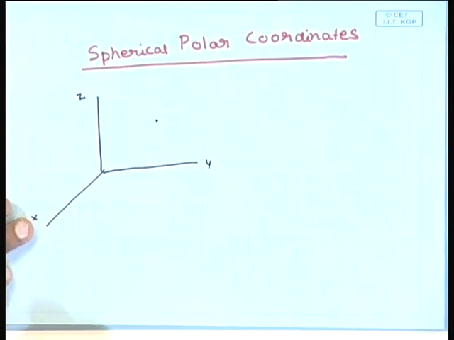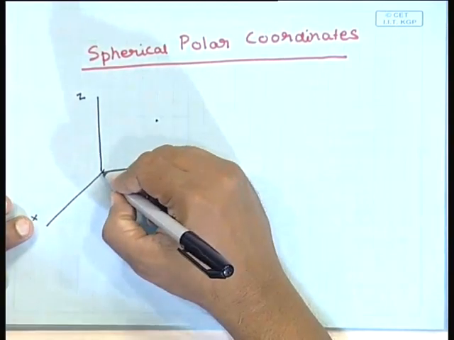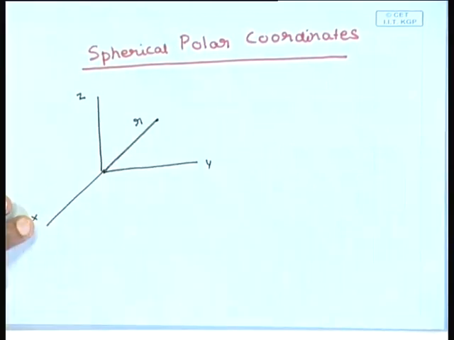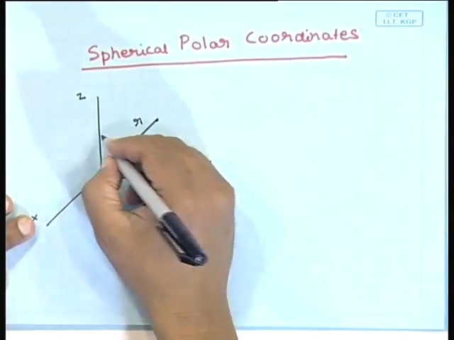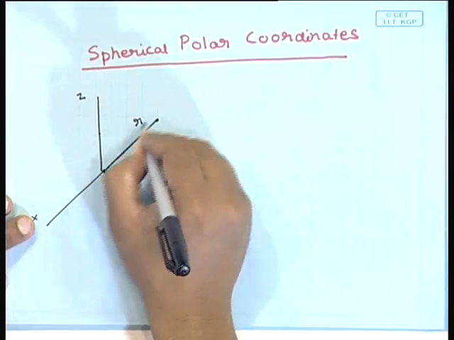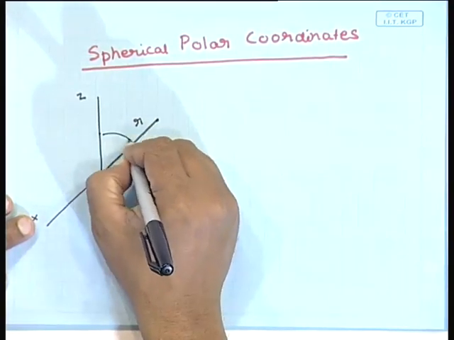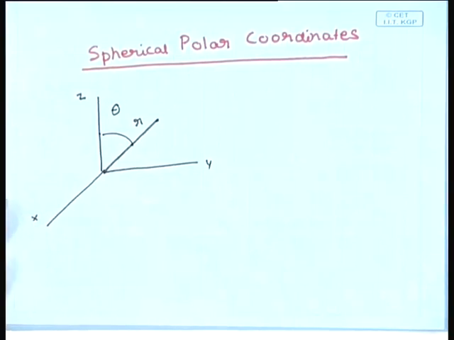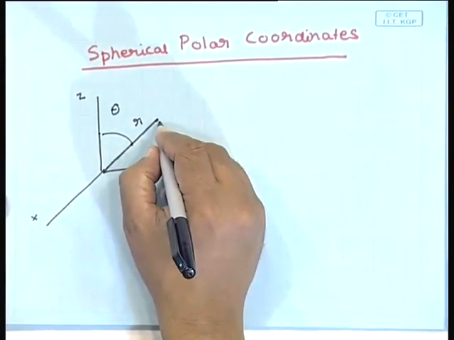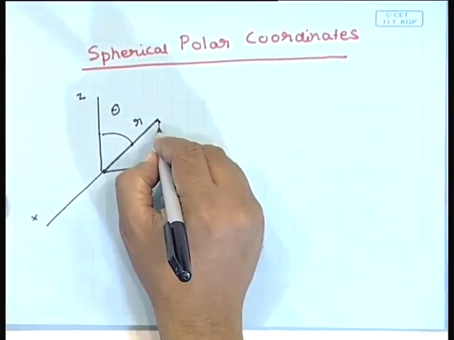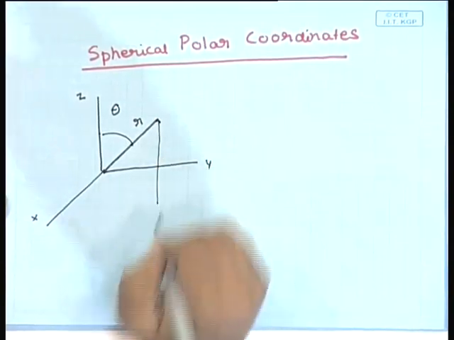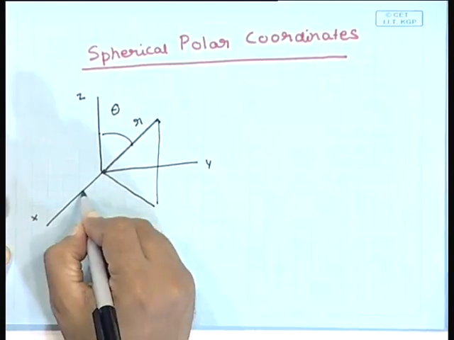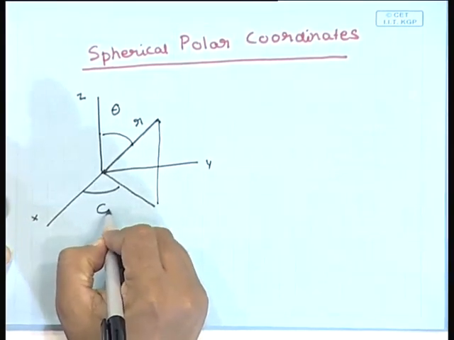What are these spherical polar coordinates? The first coordinate is the distance to this point, r. The second coordinate is the angle that this line, that this point makes with the z axis. It's called theta. And the third coordinate is, if I project this point onto the xy plane, the angle that it makes with the x-axis, which is called phi.